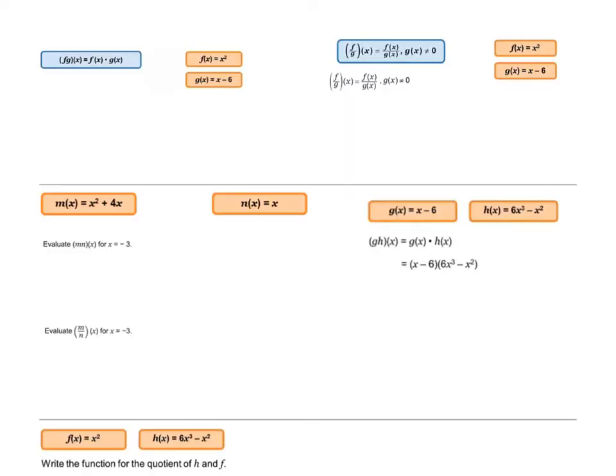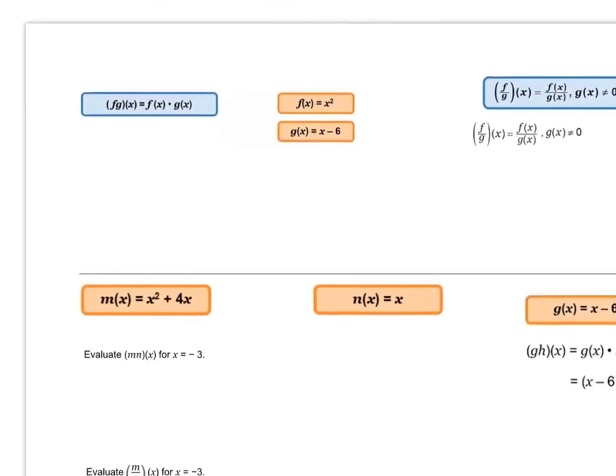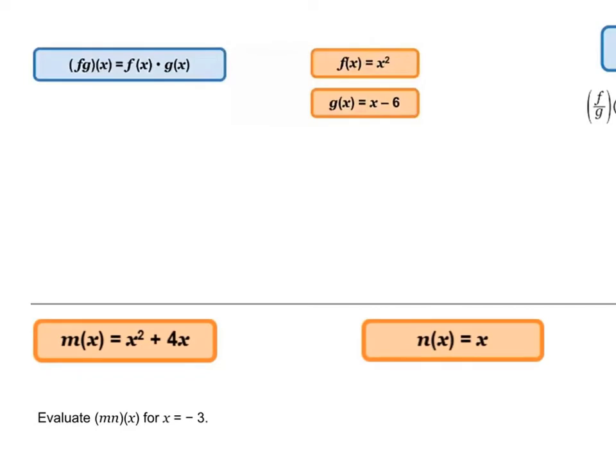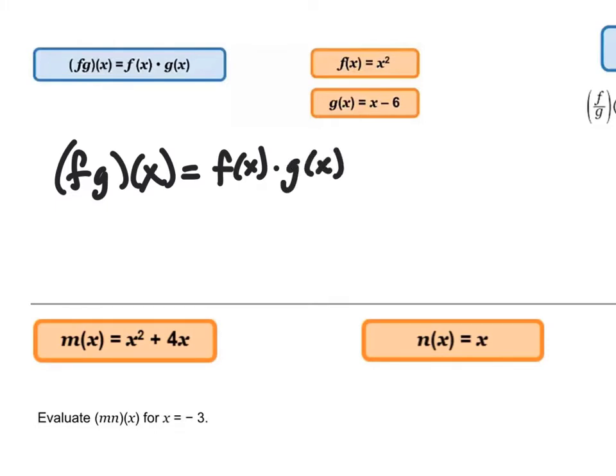Okay, on this next slide, we're going to be multiplying and dividing functions, okay? When you have something like f times g of x, that is equal to f of x times g of x, all right? So if I wanted to write out f g of x, which is equal to f of x times g of x, then I'd want to take f of x, plug it in down here, and so we'd get this.